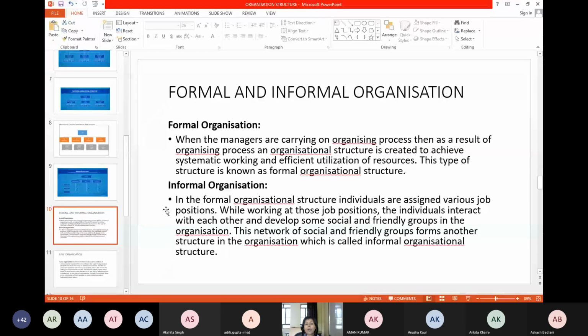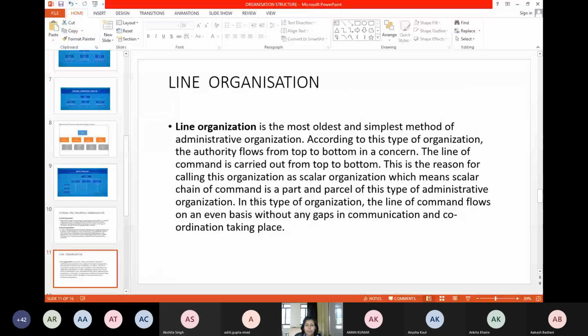One more important type of organization structure that we need to study is line organization and staff organization, or line and staff organization. Have you heard of this before? Line organization. Anyone? Or can somebody read this?